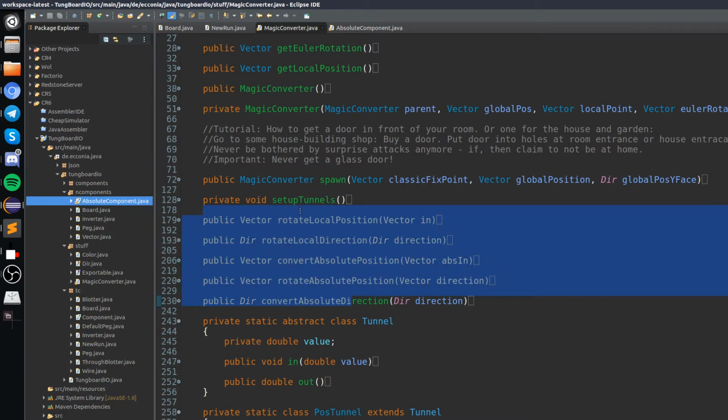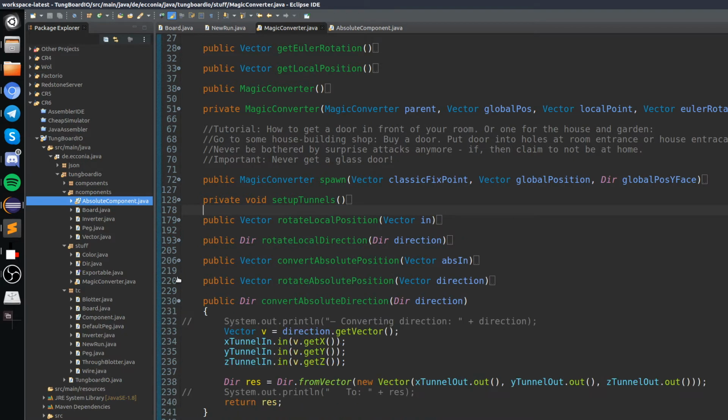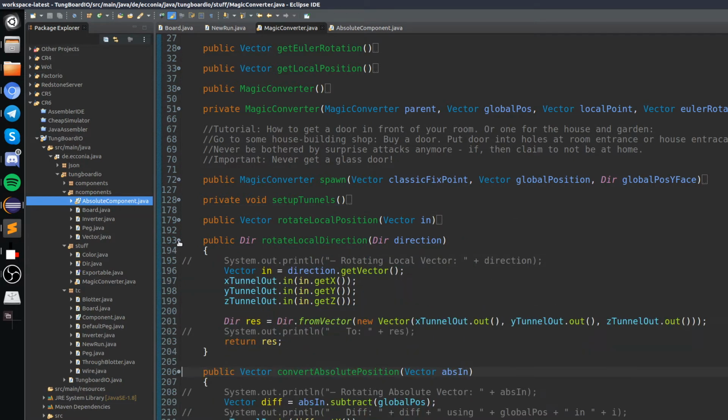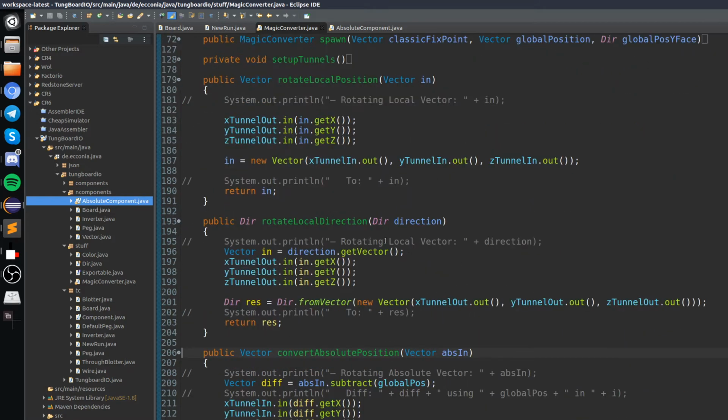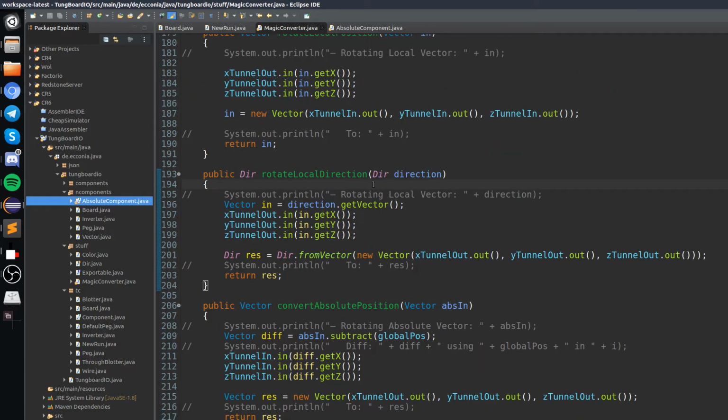These ones. After I got the tunnels, I can use this stuff here. So what is it? Let me show you. I said I need to convert the absolute positions to relative positions. So how do I do that?